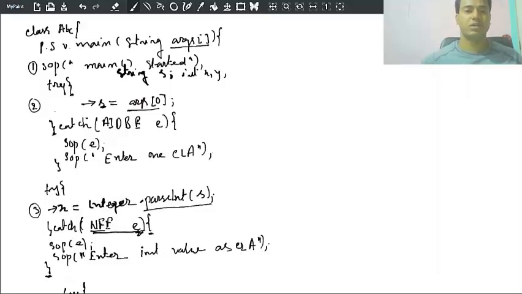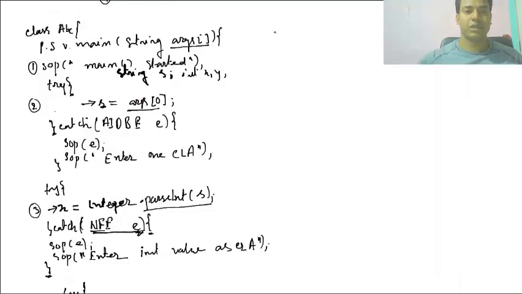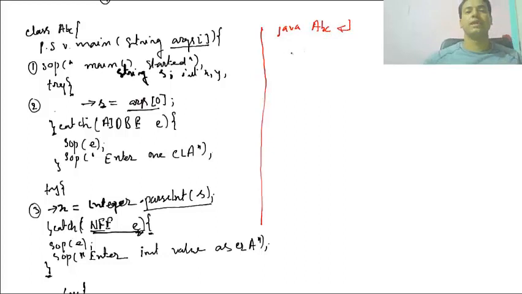When I execute, execution flow is here. When I execute java ABC, just java ABC, what will happen? JVM will start. Okay, JVM started, it checks whether ABC is there or not. Say ABC is there. If ABC is there, it checks for the main method.